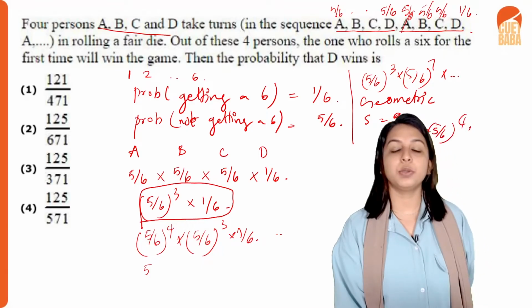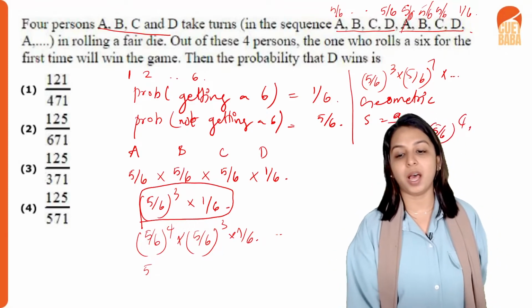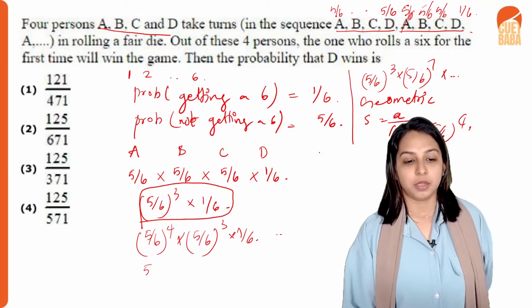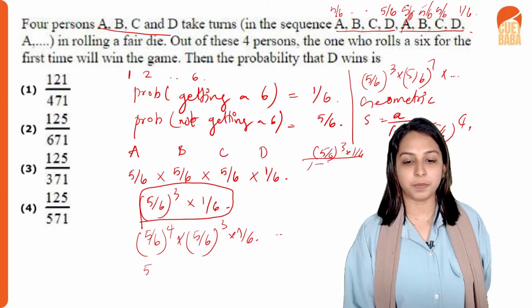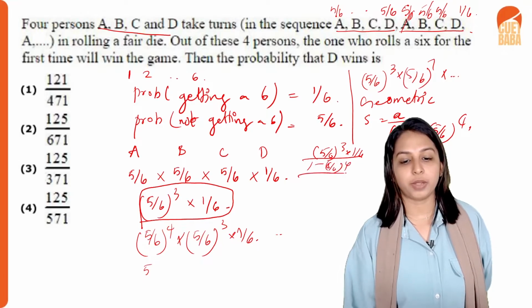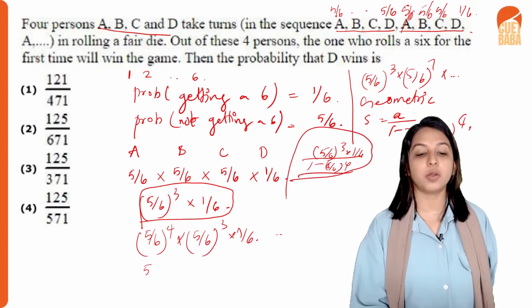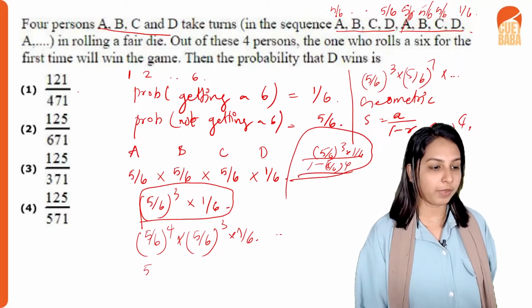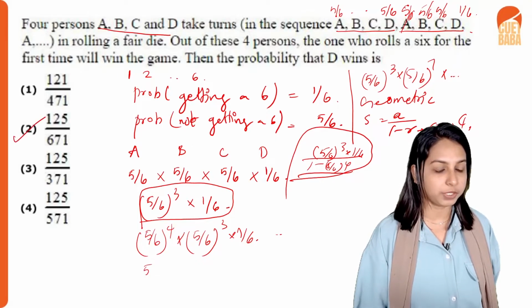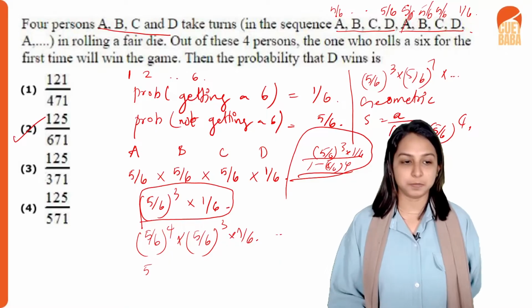So we can substitute the values of A and R in this equation, that is 5 by 6 raised to 3 into 1 by 6 divided by 1 minus 5 by 6 raised to 4, and the final answer we are going to get while solving this will be 125 divided by 671. That is option number 2 is the right answer.